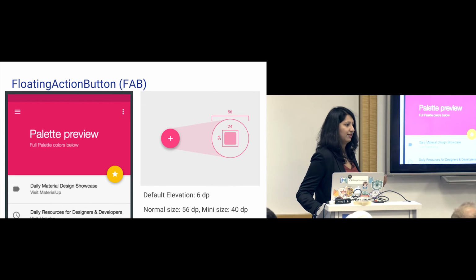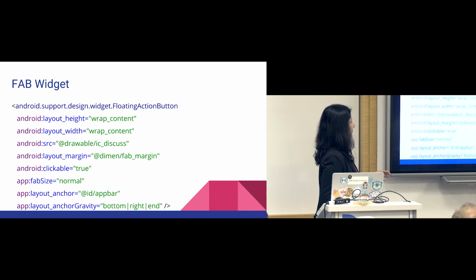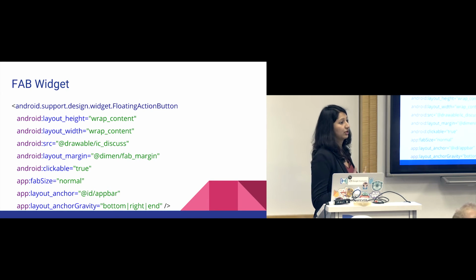But if you wanted a fab, which is a smaller size, then you can go with the mini size option. The icon within it is always 24 by 24 dp. And we'll see how to do this in XML. So the design support library that you're using, just make sure you use that same thing, floating action button. You can also create your own floating action button from scratch, but the design support library gives you this option, so it's easier to go with that.